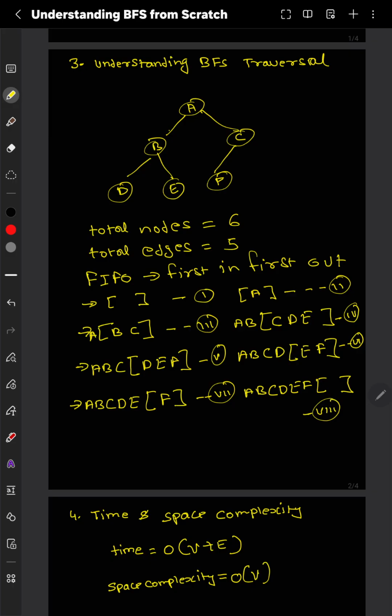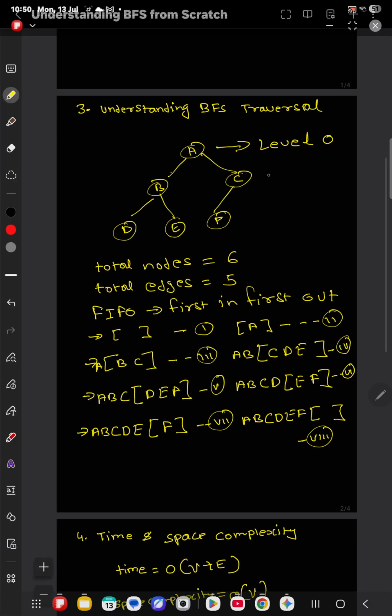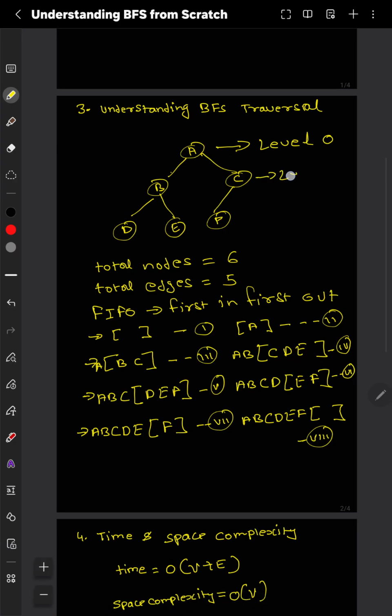One thing you can see here is that BFS is called a level by level search. For example, you see the first one to go out was A, so consider this level 0. Then the next two to go out were B and C, which you can consider as level 1.